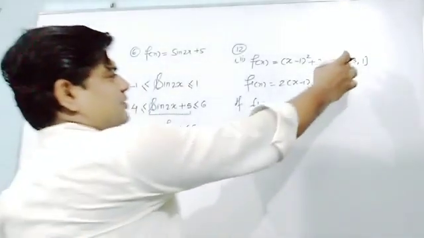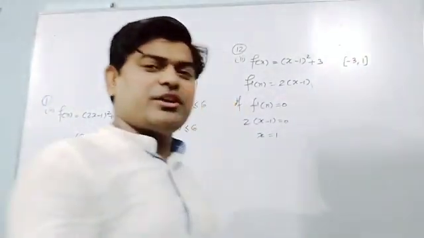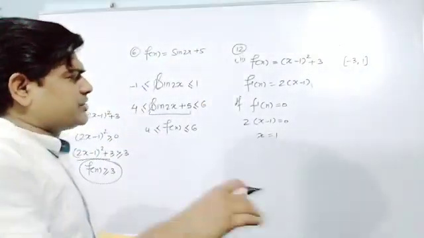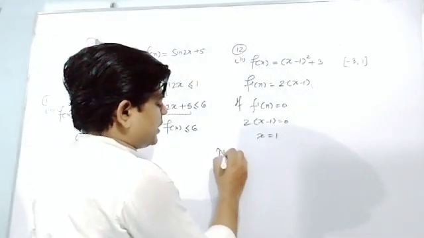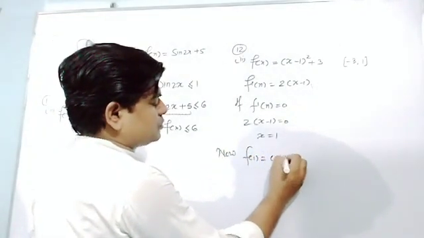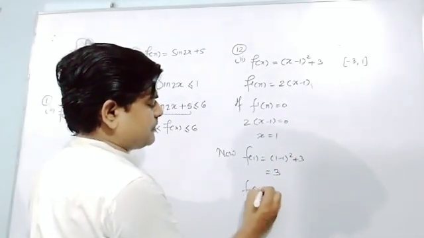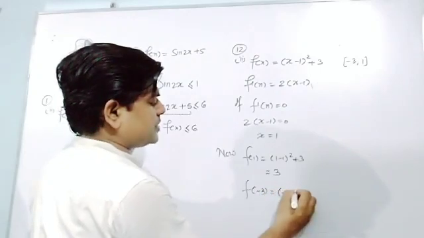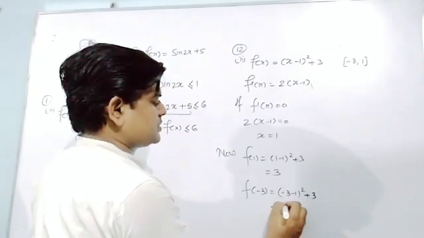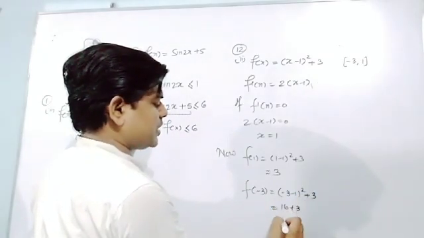Sometimes it happens that we are having minus 3 and 1 also, and then one more point I am getting which belongs between this interval. So I'll check on this one. Now what can I write? f(1) is equal to (1 minus 1) the whole square plus 3, and it is 3. But f(minus 3) is equal to (minus 3 minus 1) the whole square plus 3, it is 16 plus 3, so I can write it is 19.